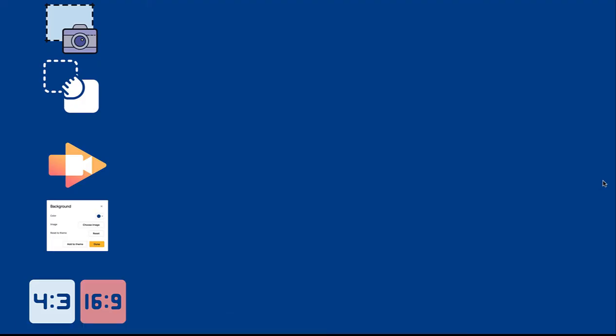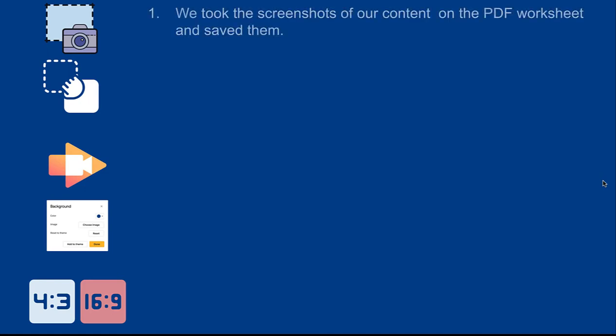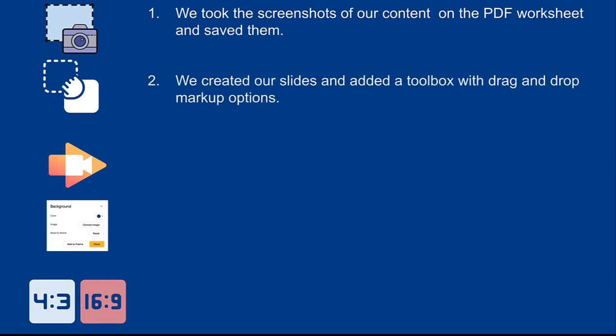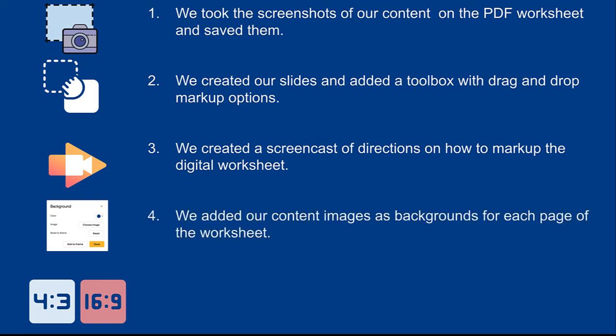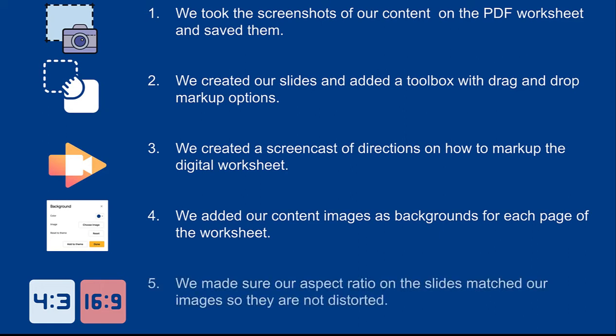Let's review what we've done so far. We took the screenshots of our content on the PDF worksheet and saved them. We created our slides and added a toolbox with drag and drop markup options. We created a screencast of directions on how to mark up the digital worksheet. We added our content images as backgrounds for each page of the worksheet. And we made sure that our aspect ratio on the slides matched our images so they are not distorted.